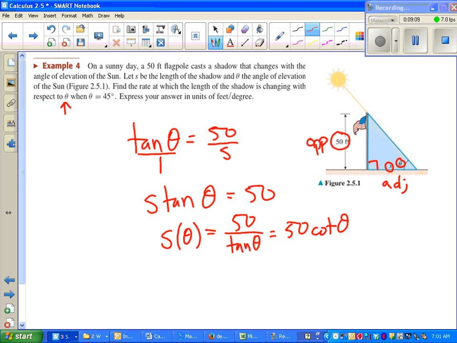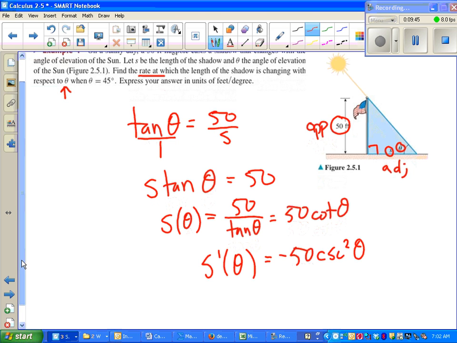Now we can find the rate of change at which the shadow is changing with respect to theta. Rate of change should give you the idea to take the derivative. So let's find our derivative. We know the derivative of cotangent. If you don't remember what it is, refer back to the previous slides. It would be negative 50 cosecant squared of theta. That's because the derivative of cotangent is negative cosecant squared.